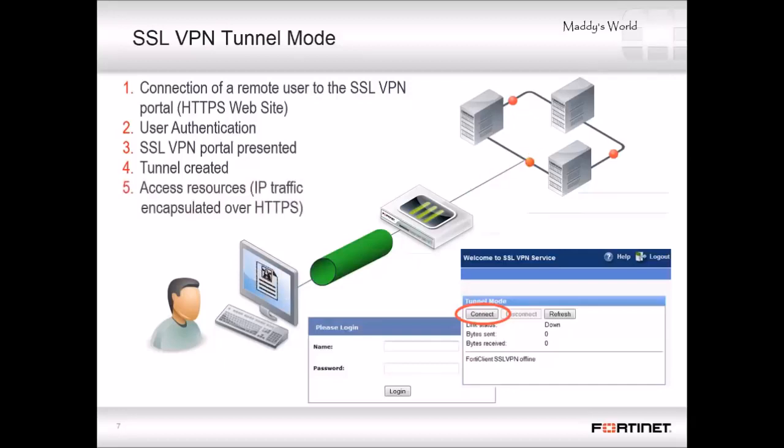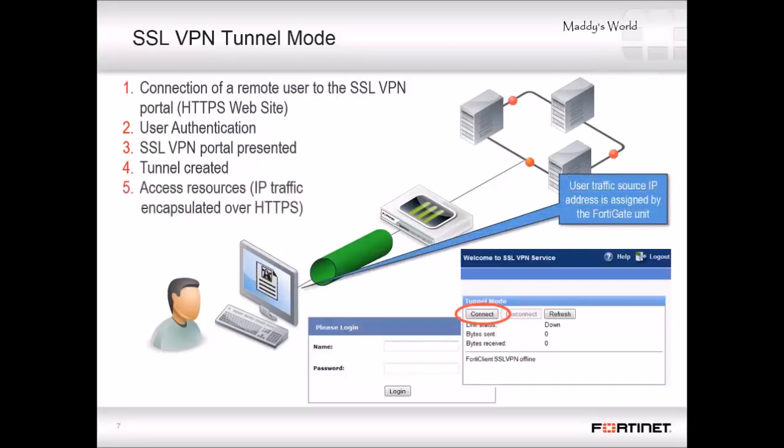Inside the tunnel, IP traffic is encapsulated over HTTPS and sent to the other side. The Fortigate device receives the traffic and de-encapsulates the IP packets, forwarding them to the private network as if they originated from the inside. The main advantage of tunnel mode over web only is that once the VPN is established, any IP network application running on the client can send traffic across the tunnel.